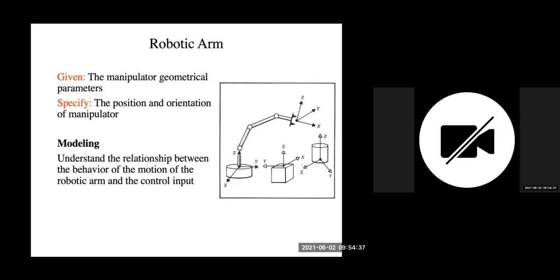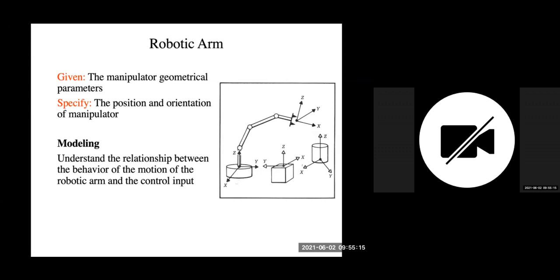So here is an example of a robotic arm. For a robotic arm, you normally manipulate geometric parameters. For example, you have different links, right? There are certain angles for the robotic arm, and that's the input. You can control that. The output will be the position and orientation of the manipulator. For example, if the robotic arm is trying to reach an object, you have to specify what the angle of this joint is, what the angle of this one is, and this angle and this angle, so that it can reach this object. That's what modeling is trying to do.